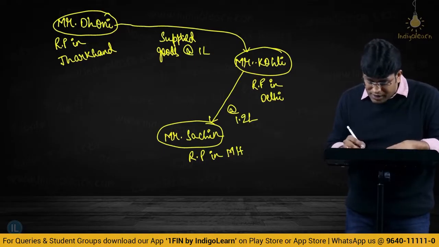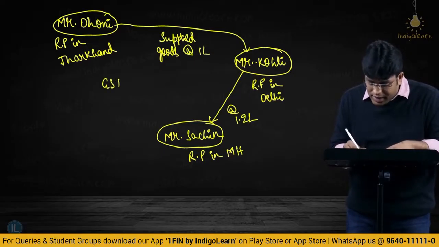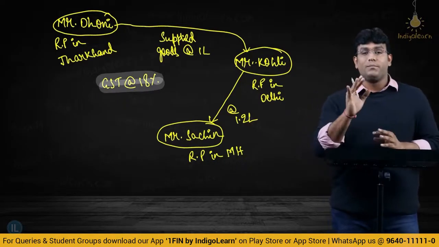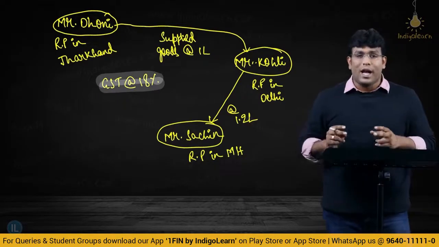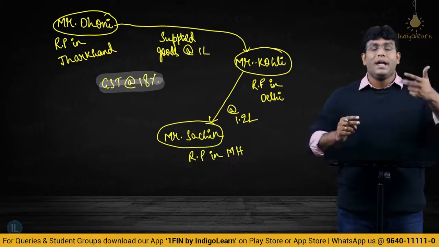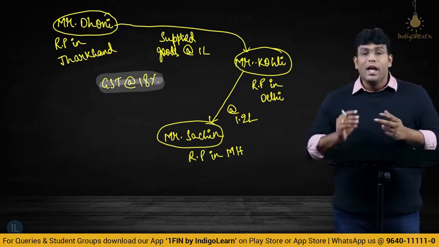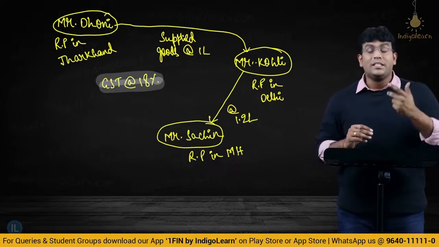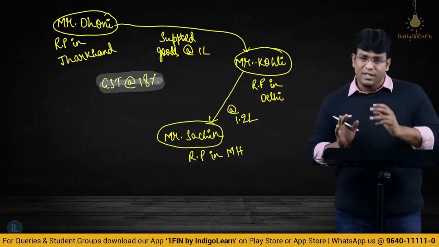Now, let's say for a second, my dear friends, the GST rate is 18%. When the GST rate is 18%, I already told you that we have two types of supplies called intrastate supply and interstate supply. Intrastate supply, what do we charge? CGST and SGST. Interstate supply, what do we charge? IGST. Correct, my dear friends?